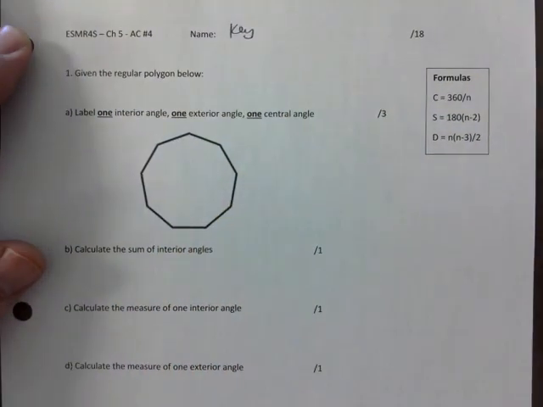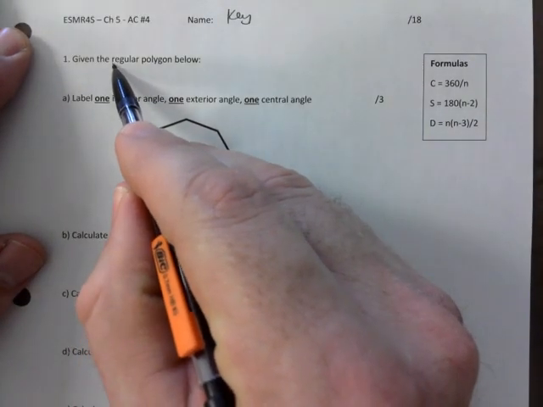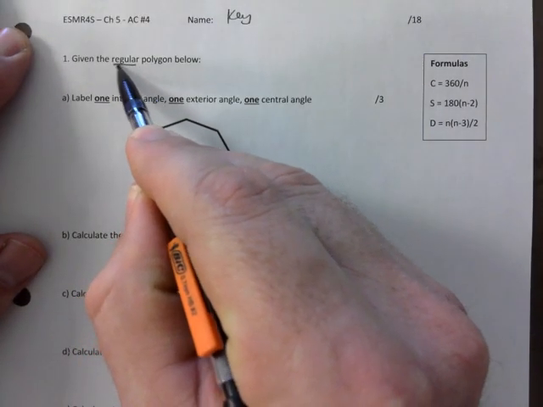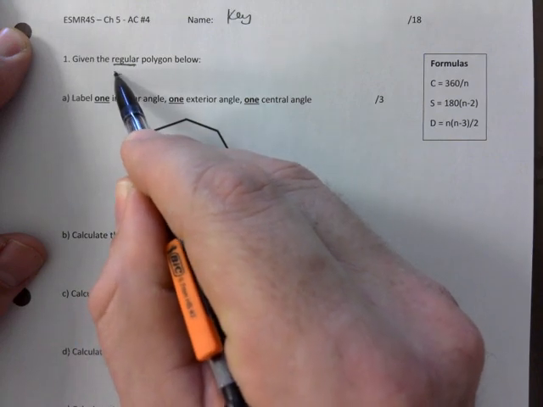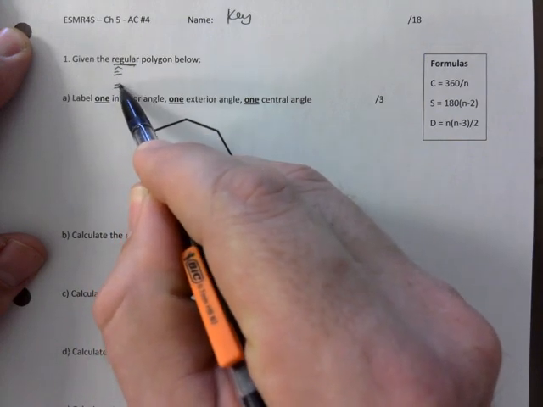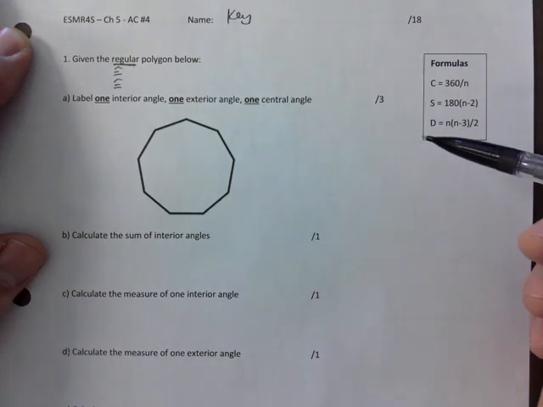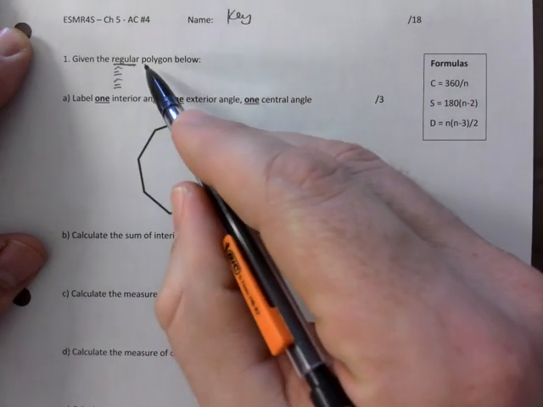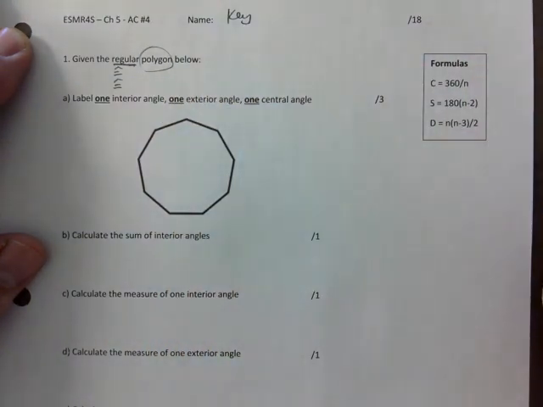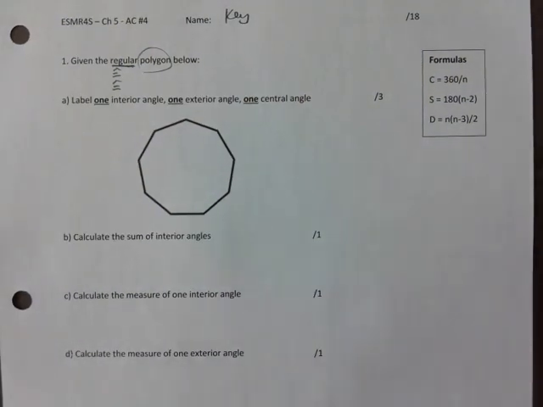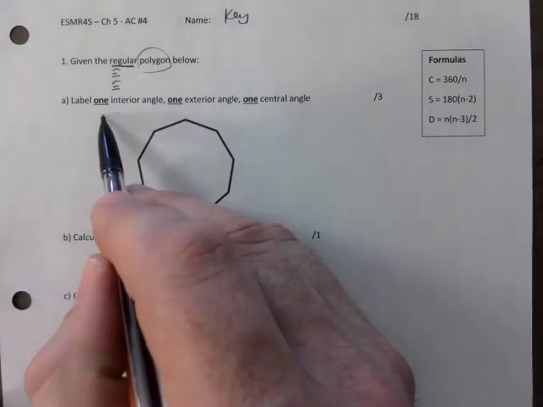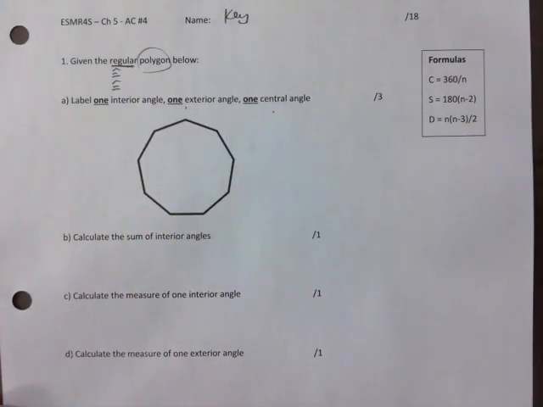Given the regular polygon below, just a reminder, regular means something to us. Regular means all sides are congruent, all angles are congruent, right? Two things are true. And polygons, basically every shape that we've seen is a polygon. It encompasses all shapes, right? Label one interior, one exterior, and one central angle.